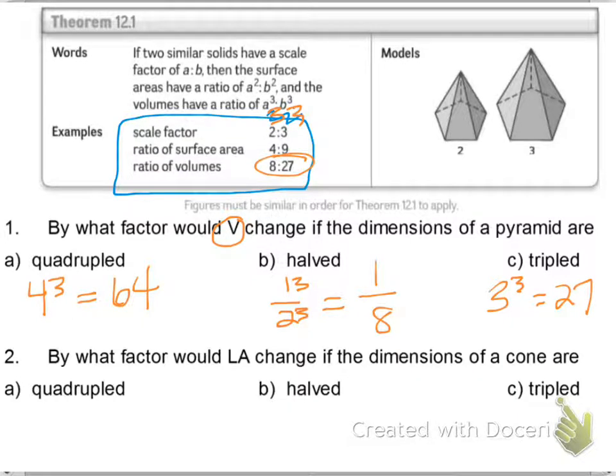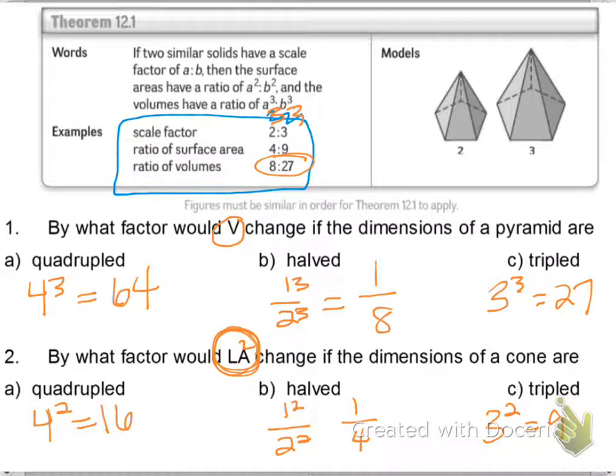So notice on number 2, it's asking by what factor would your lateral area. So here we're talking area, and area is something that's squared. Okay, so if it was being quadrupled, so that would be times 4, then I'm going to square that, and that would be 16 times. If it was being halved originally, if I square that, that would be 1 over 4, and if it's being tripled originally and I square that, that would be times 9.